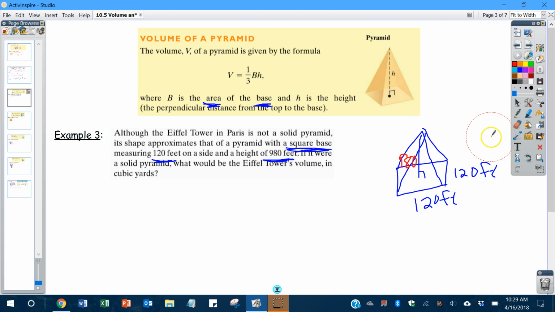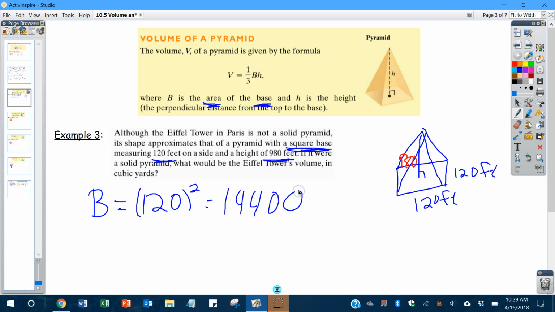Okay, so I'm going to find the area of the base first, just so that I can use my formula cleanly. The area of the base, it's a square, so it's going to be the side squared, 120 squared, which is 14,440. Nope, 14,400. That's going to be in square feet. So then my volume of the pyramid is going to be 1/3 times the base times the height.